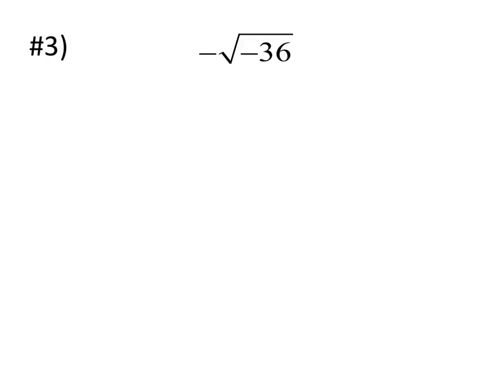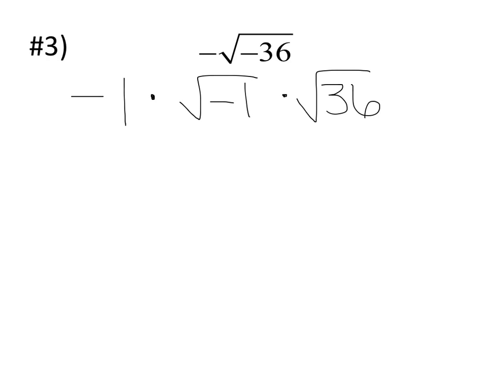Okay, same situation here, except you have negative 1 times square root of negative 1 times the square root of 36. This negative 1 comes from this negative here, square root of negative 1 comes from here, and then the square root of 36 comes from here. We're just going to leave negative 1 alone. Square root of negative 1 is I, and the square root of 36 is 6. So negative 1 times I times 6 is negative 6I.